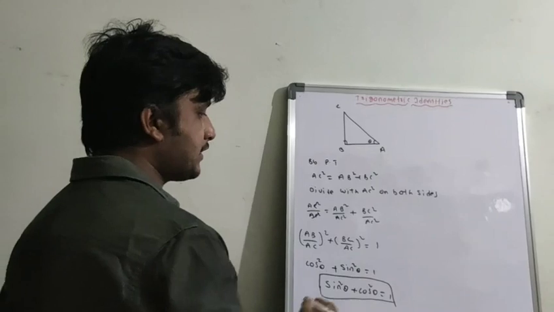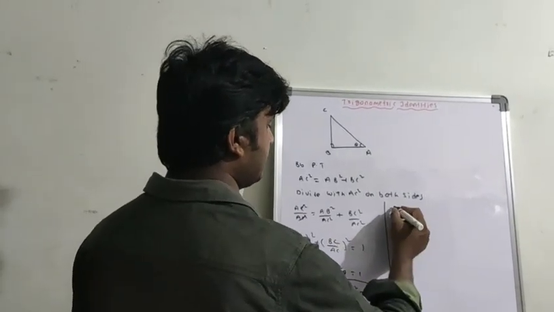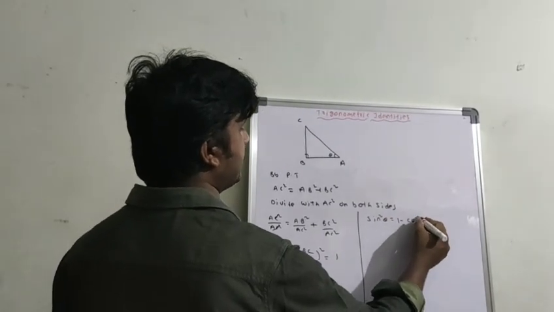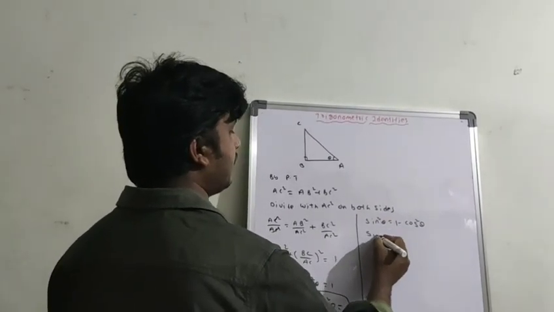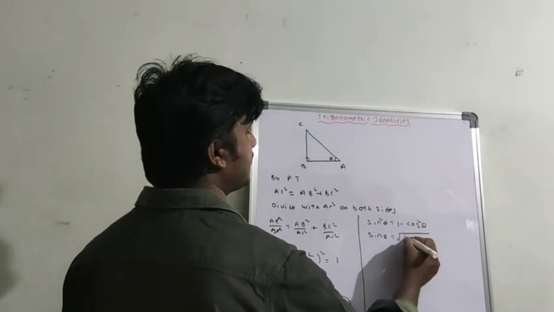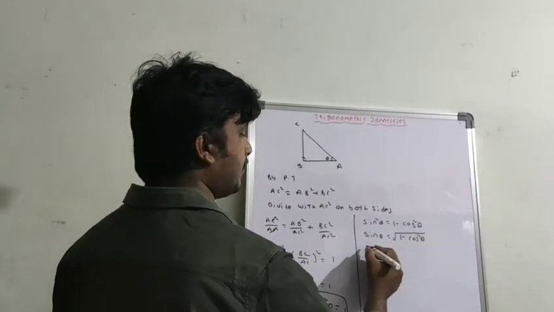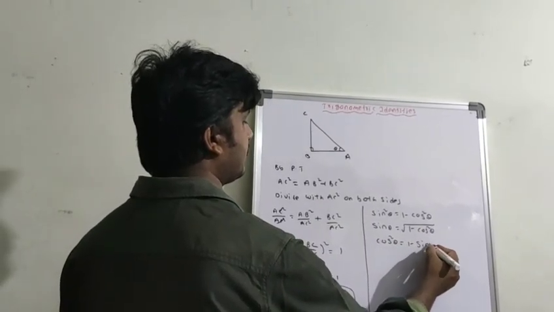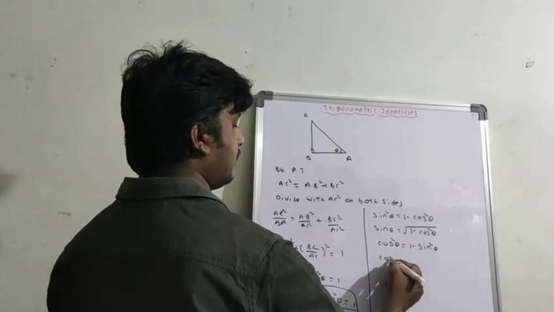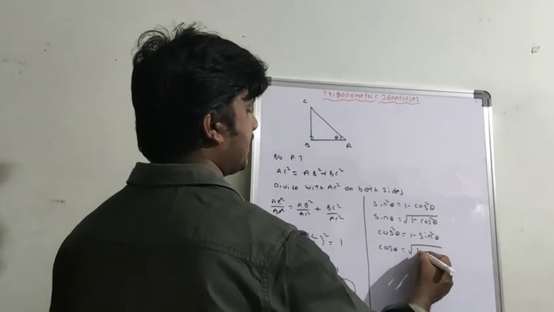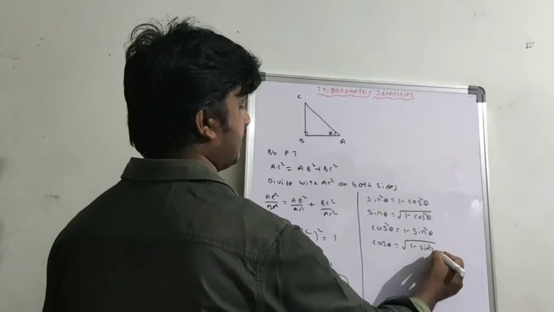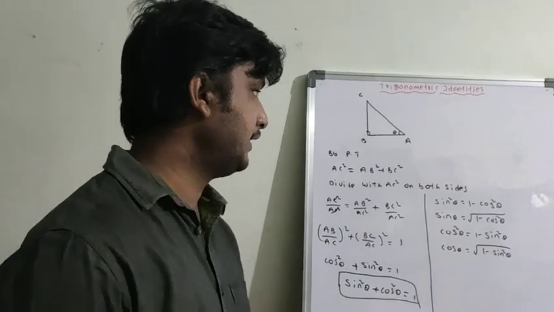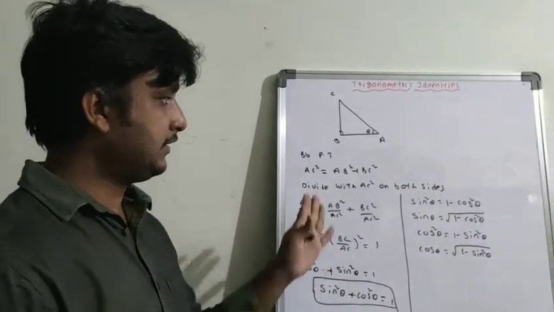So from this we can write two different trigonometric identities. So from this sin square theta equal to, we can write 1 minus cos square theta. Otherwise sin theta we can write under root of 1 minus cos square theta. So otherwise we can write cos square theta is equal to 1 minus sin square theta, and cos theta we can write as under root of 1 minus sin square theta. So these are the different identities we can write from the first identity, and this is the first trigonometric identity.